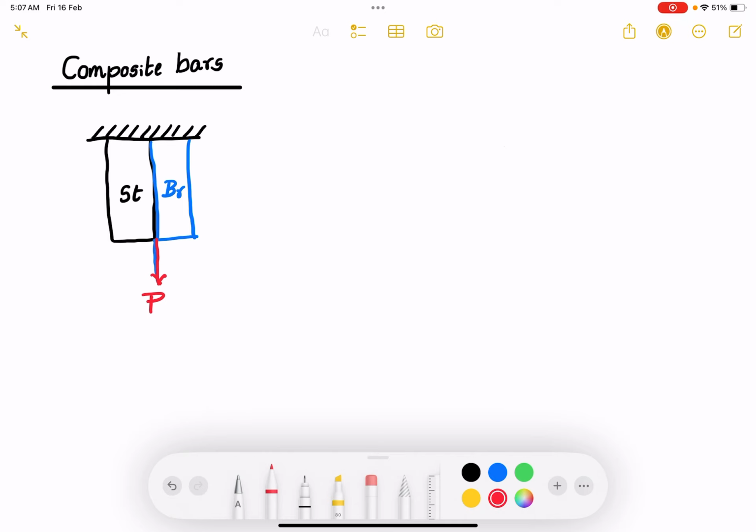So the question is whether the two bars, steel and brass, they are secured to one another, whether they are actually going to take the same stress or not, whether they will be taking the same load or not. The answer is definitely no. Let me give an intuitive example.